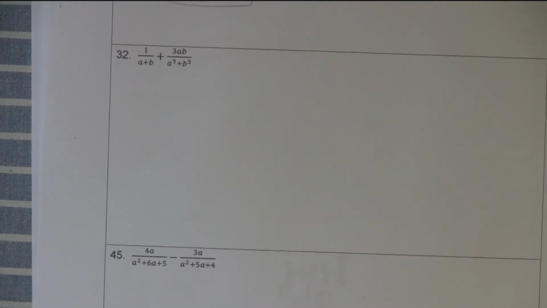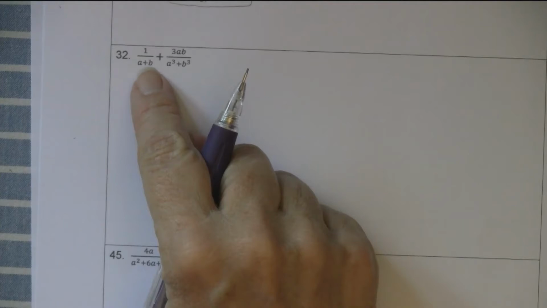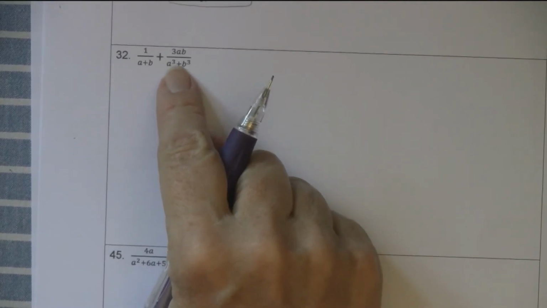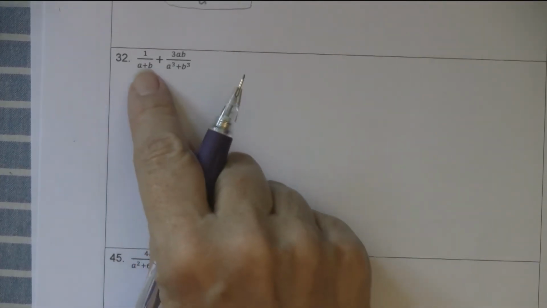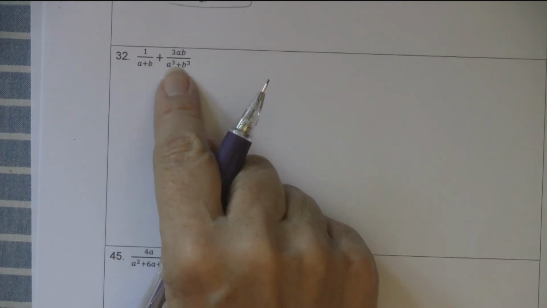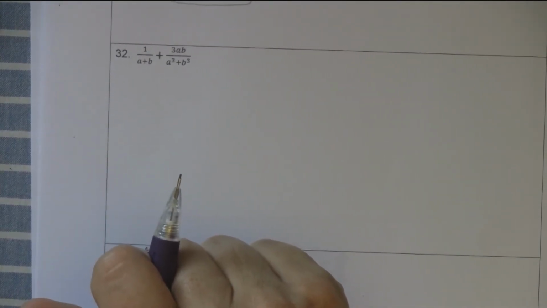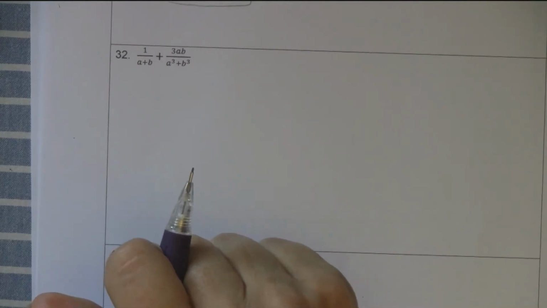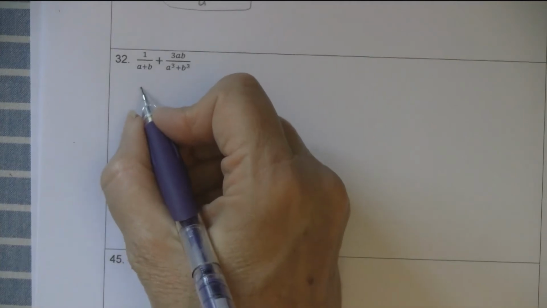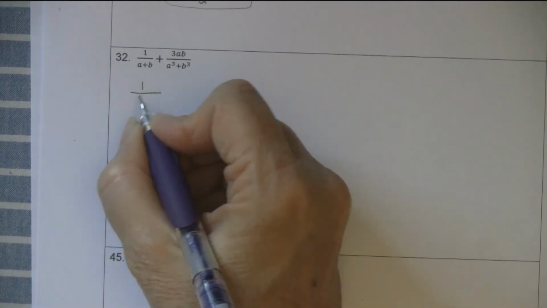So I can see that the denominators here are not the same. A plus b is not the same as a cubed plus b cubed. And this is a binomial, and that's a binomial. And so what they're telling us to do, so that we can get the denominators to be the same, is to factor the binomials. Well, a plus b doesn't factor, so this is just 1 over a plus b.